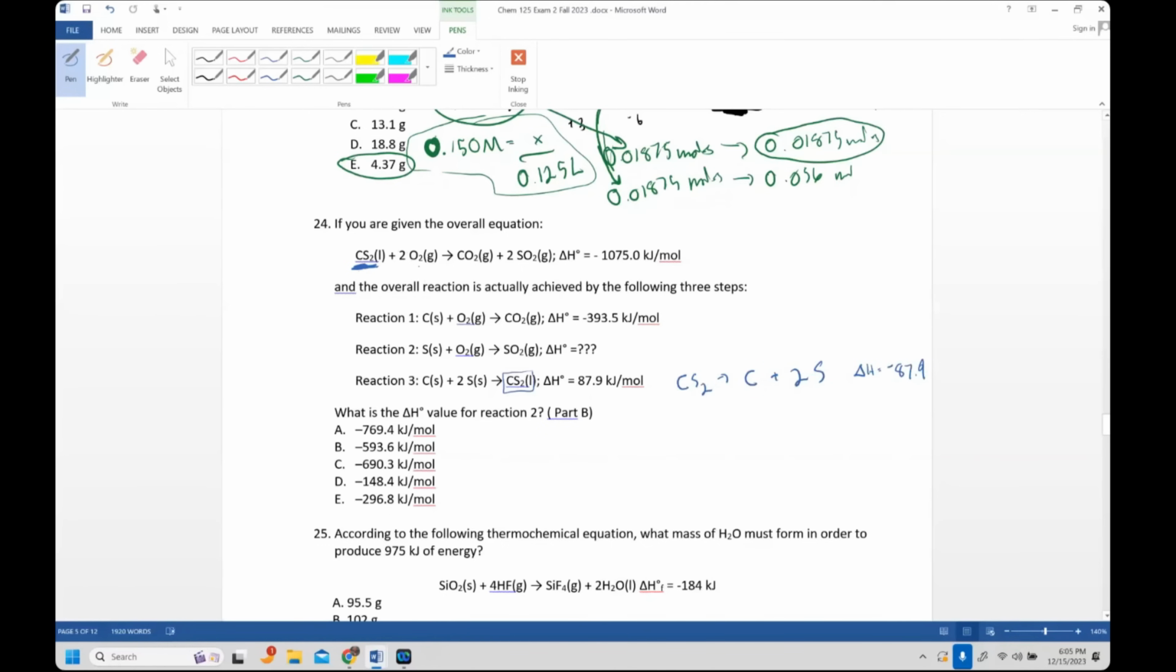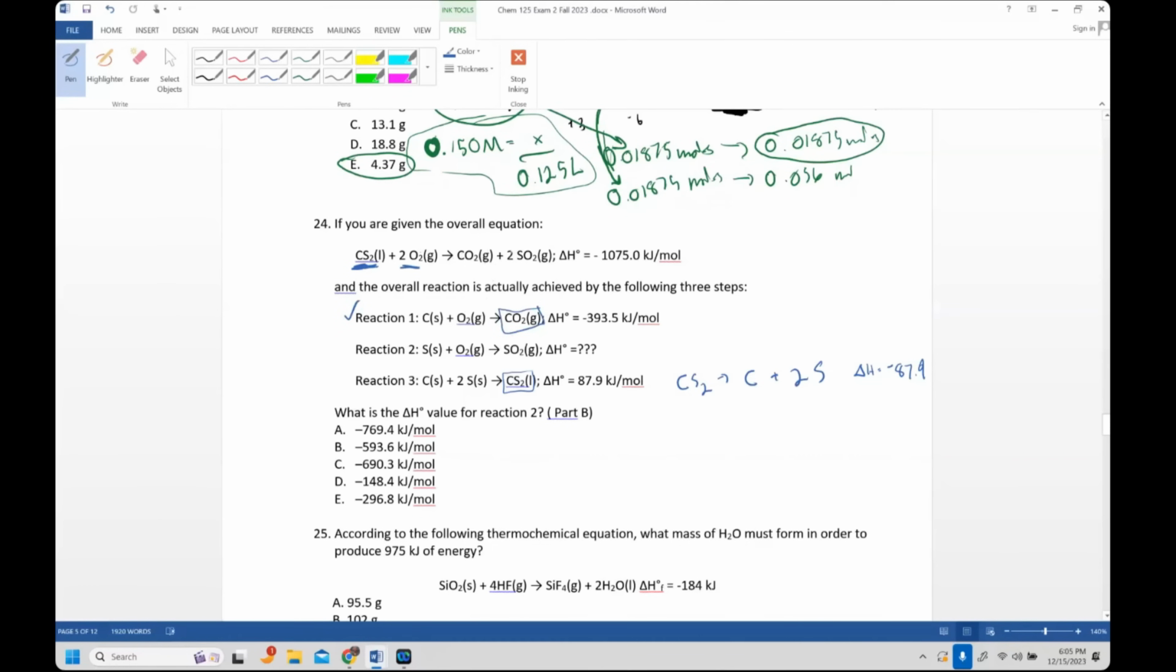Okay, next, O2. Where is O2? O2 is in several places, reaction 1 and reaction 2. I'm going to leave it alone. Whenever you have a reactant or a product that comes up a couple times, you leave it alone and it'll work out at the end. Next, we have CO2. There's CO2 on the right. We want one of them on the right, and we have that right here. So we're not going to change this equation at all. So that one's good.